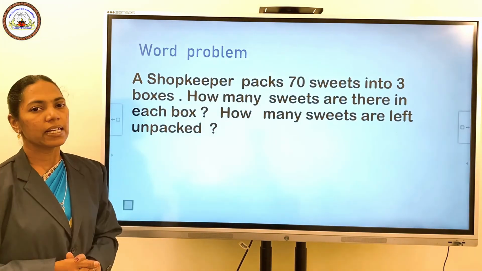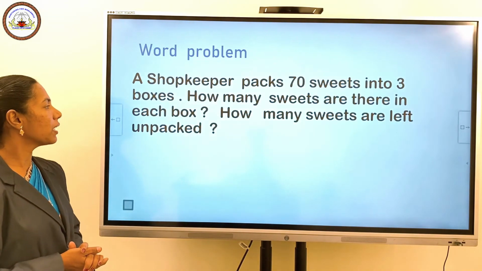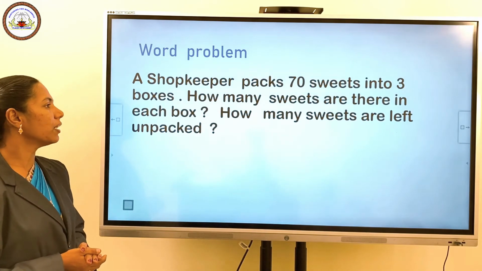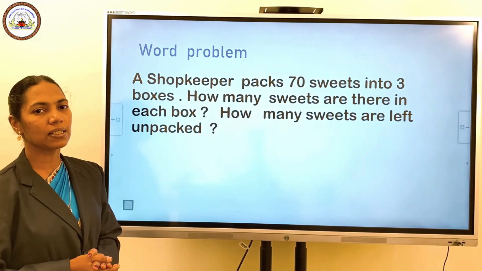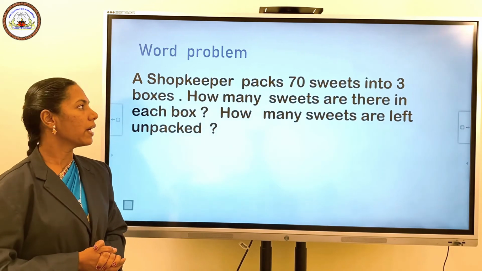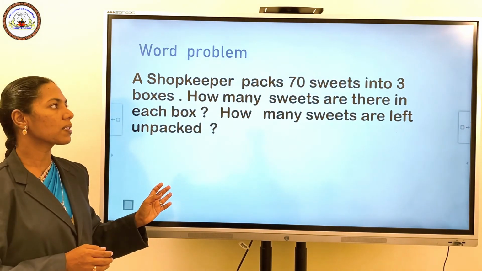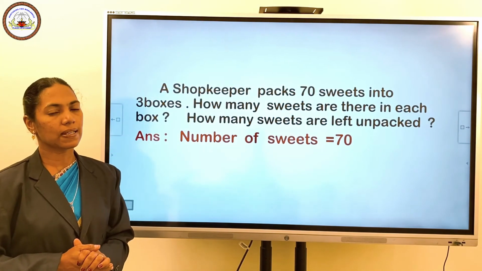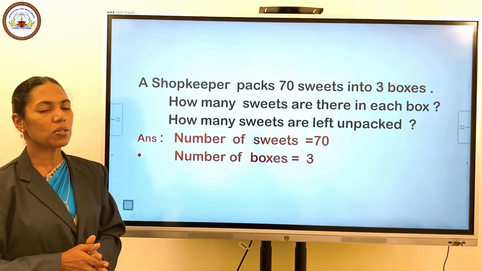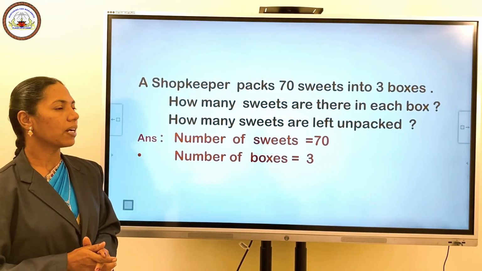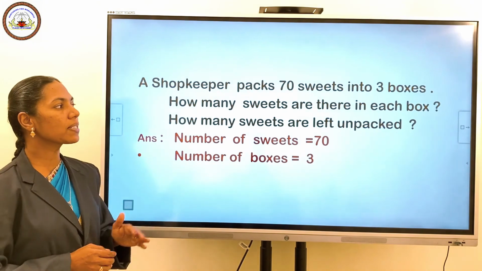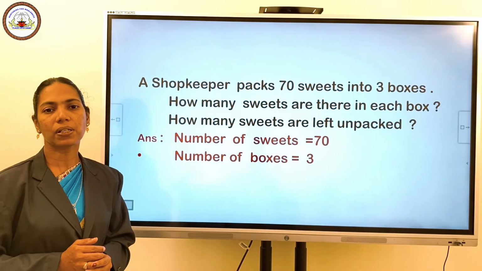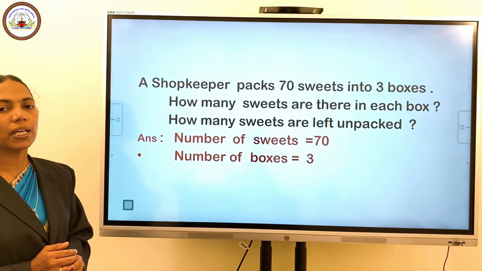Next is word problem. A shopkeeper packed 70 sweets into 3 boxes. How many sweets are there in each box? How many sweets are left unpacked? So how many sweets are there? Yes, 70 sweets. And how many boxes are there? 3 boxes. First step is number of sweets is equal to 70. Second step is number of boxes is equal to 3. And our question is to find how many sweets are there in each box. So number of sweets in each box is equal to 70 divided by 3.